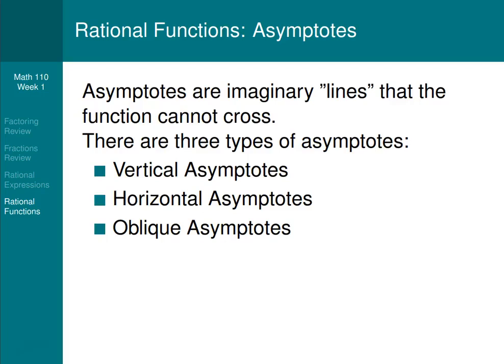Welcome back to Rational Functions Part 2. Here we're going to learn how to recognize asymptotes. Asymptotes are imaginary lines that the function cannot cross. There are three types of asymptotes: vertical asymptotes, horizontal asymptotes, and oblique asymptotes. In this part we're going to learn how to recognize what those are.